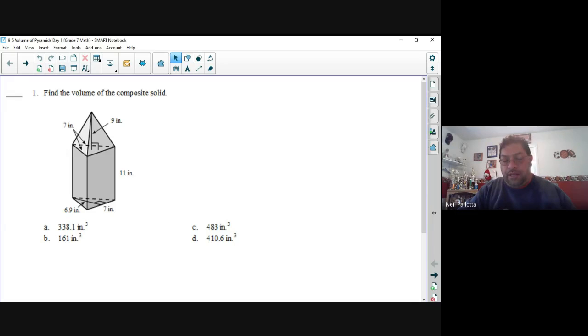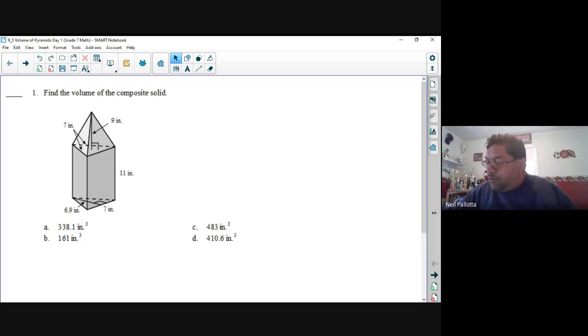let's see. If we take a look at our first example, we have what's called a composite figure. A composite figure is a figure that's made up of more than one shape. All right. So, and we want to be able to find the volume, right? How many cubic units does it take to fill that container?